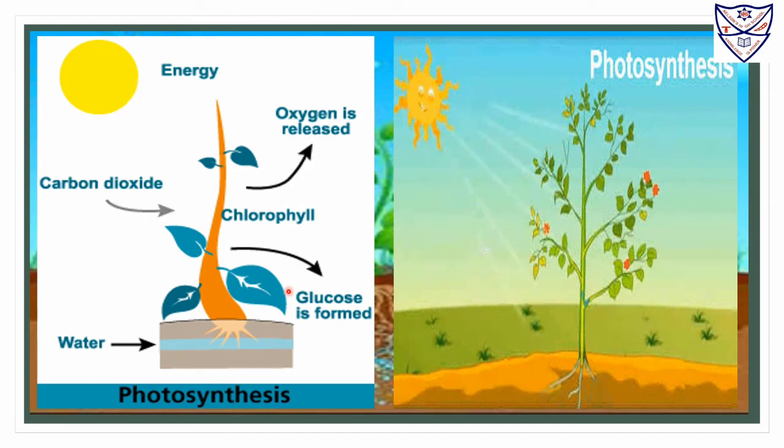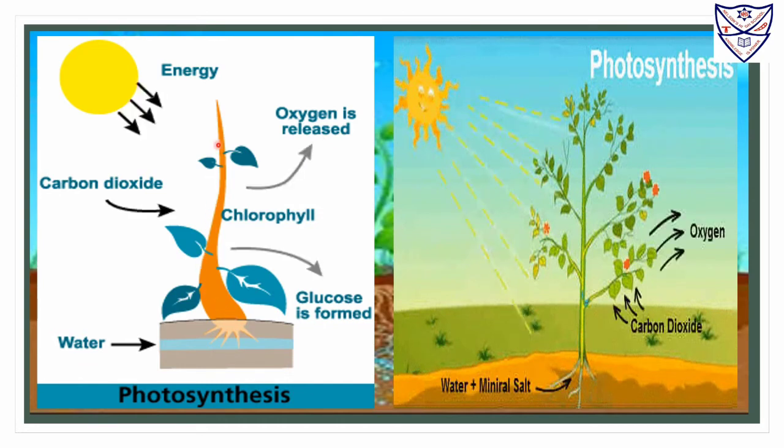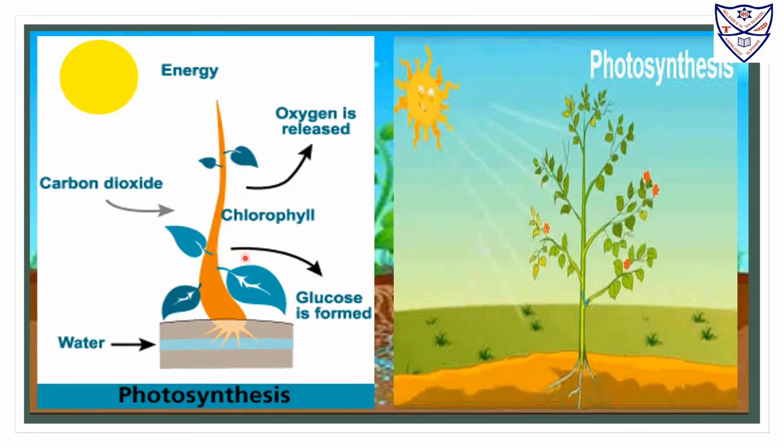The water absorbed by the roots is carried by the stems to the leaves, and when the light falls on the leaves, it is absorbed by the chlorophyll, and carbon dioxide is taken in through the stomata. After the food is prepared, oxygen is given out through the stomata. This process by which leaves make their own food is called photosynthesis. Photo means light and synthesis means putting together, so we say photosynthesis.